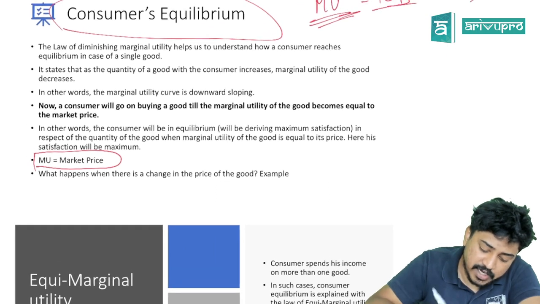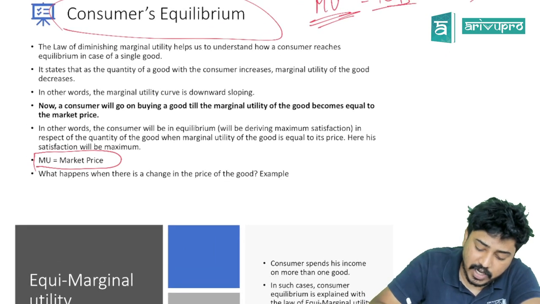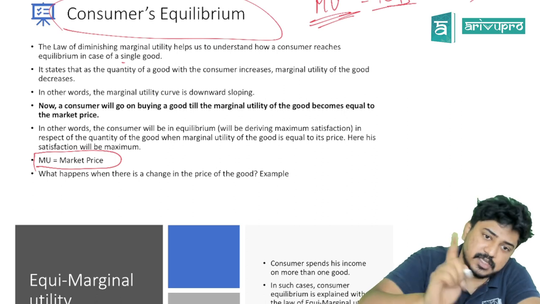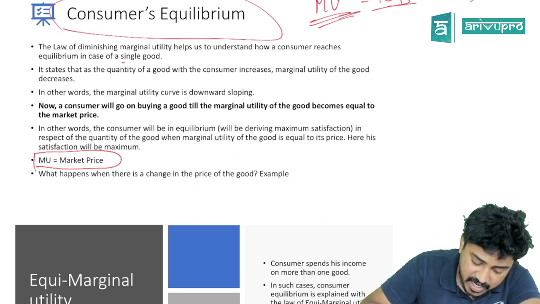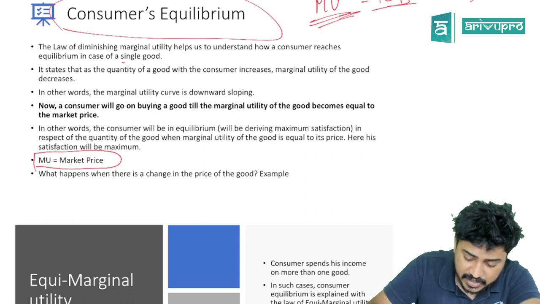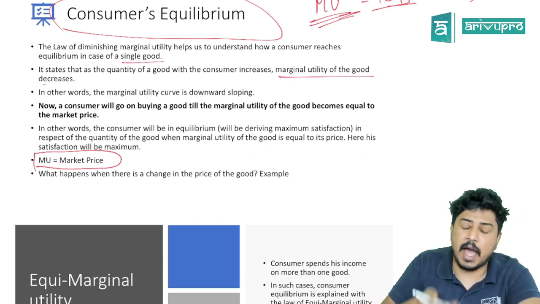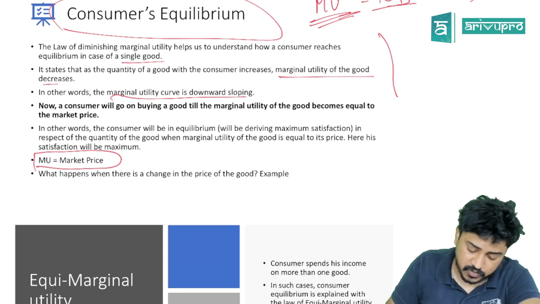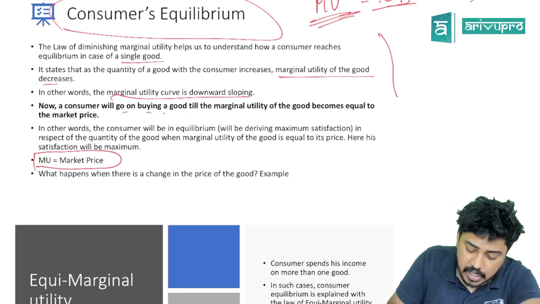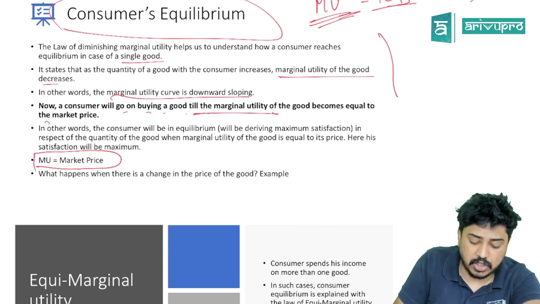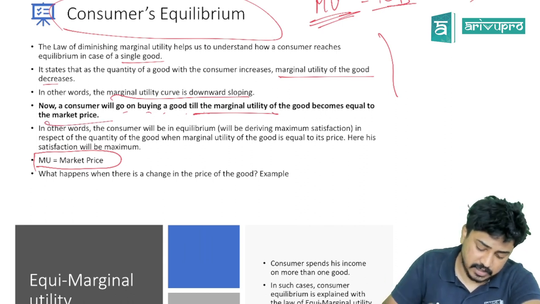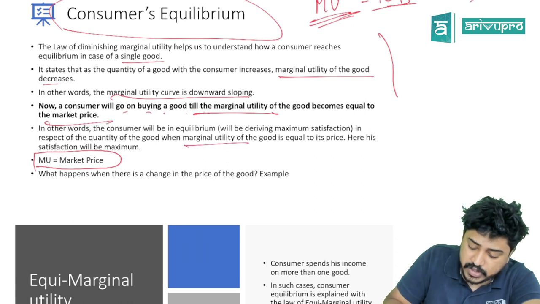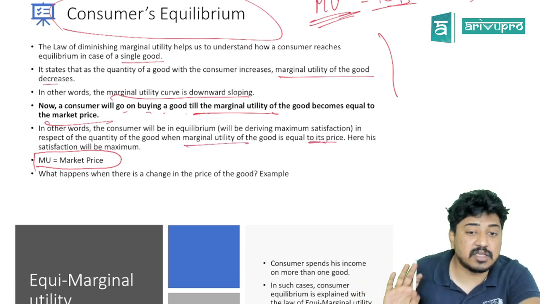Let us see how the law of diminishing marginal utility helps us understand how a consumer reaches equilibrium in the case of a single good. We are seeing only a single good; this is an assumption. It states that as the quantity of the good with the consumer increases, the marginal utility of the good decreases. We know as I consume more, MU will keep on decreasing. In other words, the MU curve is a downward sloping curve. Now the consumer will go on buying till the marginal utility of money is equivalent to market price. In other words, the consumer will be in equilibrium in respect of the quantity of goods when MU is equivalent to price. Therefore, he is in maximum satisfaction.